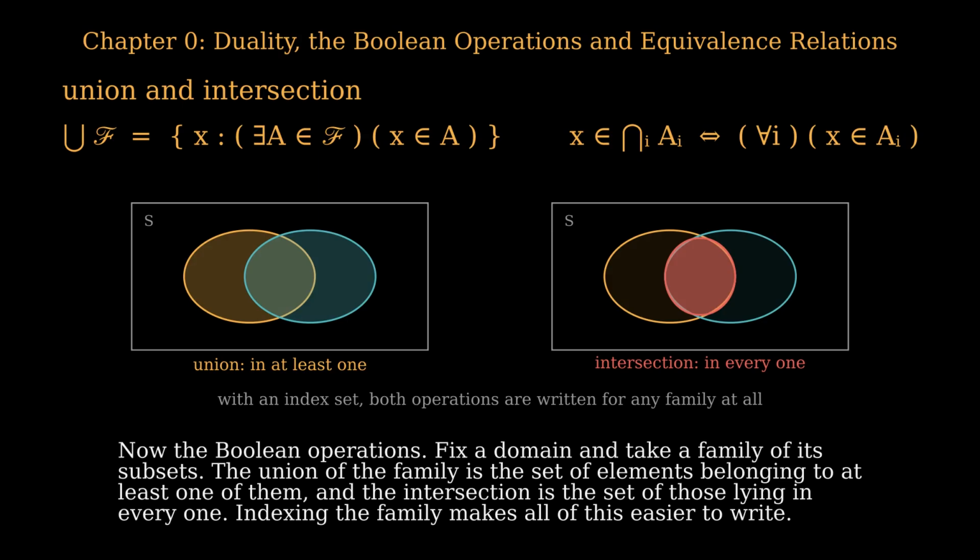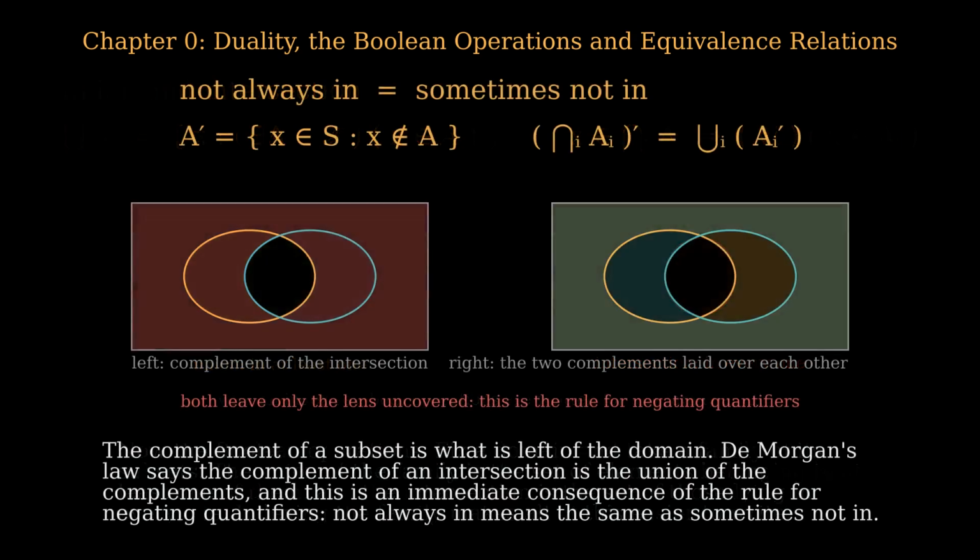Now the Boolean operations. Fix a domain and take a family of its subsets. The union of the family is the set of elements belonging to at least one of them, and the intersection is the set of those lying in every one. Indexing the family makes all of this easier to write. The complement of a subset is what is left of the domain.